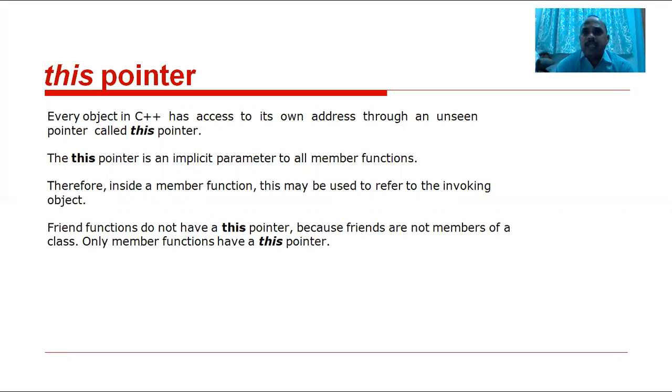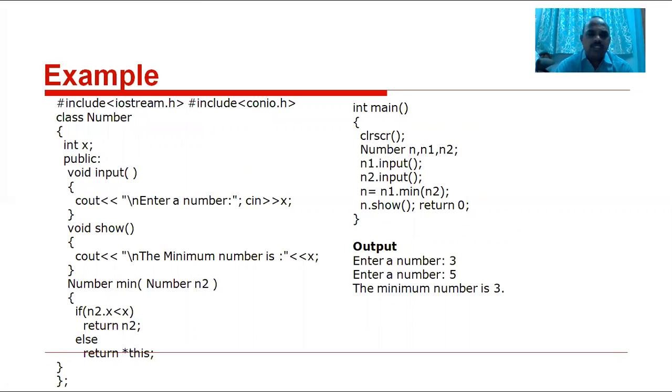Clear? So let us understand this pointer with the following example. This is an example, all of you. So input function, then show function, then this is the number minimum function. Here simply comparison functions. Then main function. Here number n, n1, n2. These three are the objects.